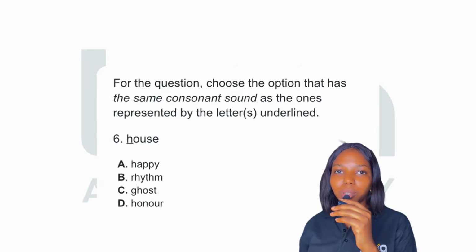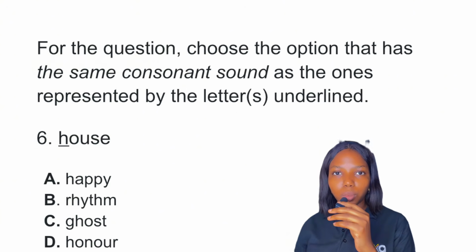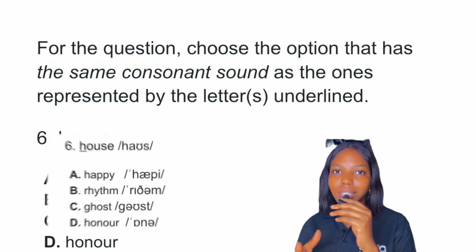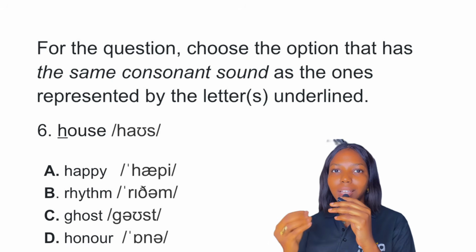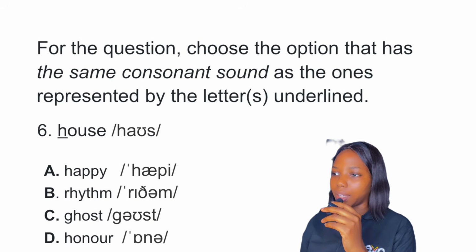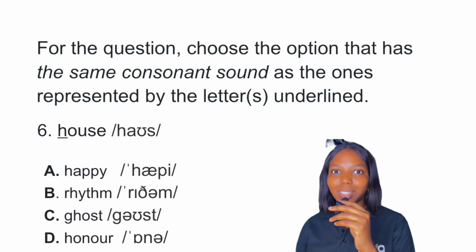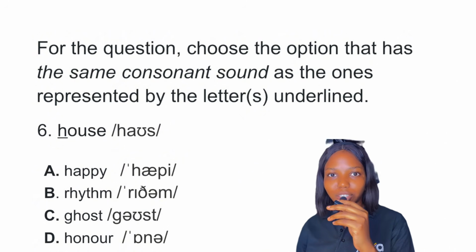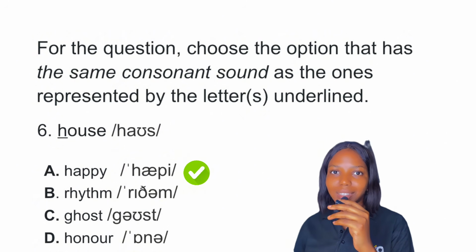So here is another question on that consonant sound, and the word is house. Okay, letter H is underlined, and this is the h sound. Option A, we have happy. This is the answer to this question, okay, because letter H in happy is the h sound.